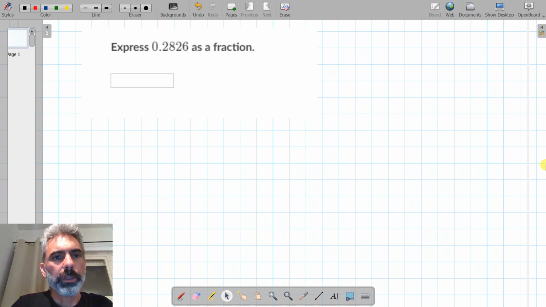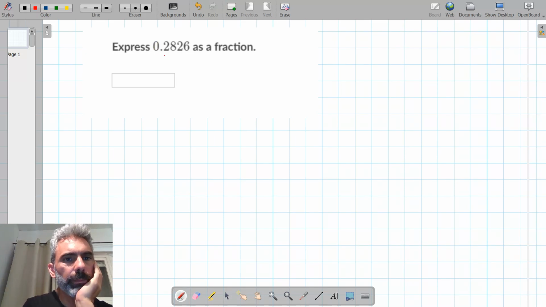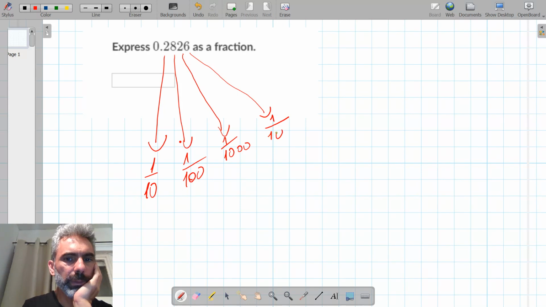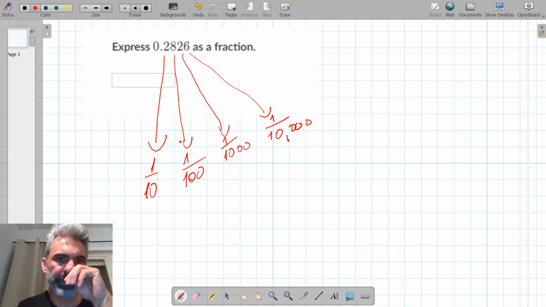Express 0.2826 as a fraction. Okay. So the 2 is in the tenths place. This is the tenths place. The 8 is in the hundredths place. This 2 is in the thousandths place. And this 6 is in the ten-thousandths place.